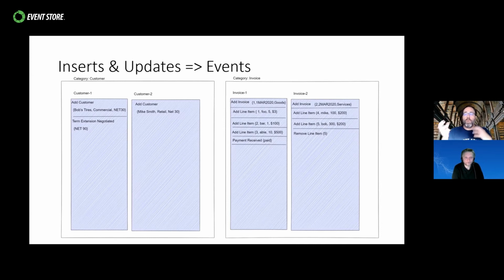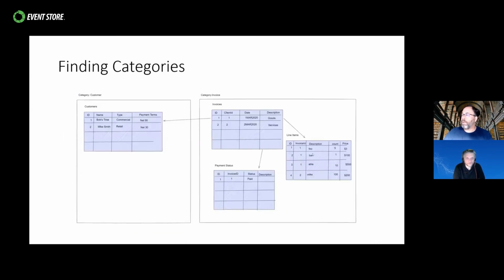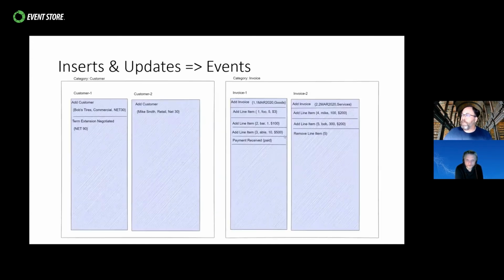Right. So we know we added a customer. We know we extended the terms. We know any other information we need to know about that term extension. Here, invoice two, right? So I've got add invoice, add line item four. If we go up here, I look at invoice two, services, there's one line item. But down here, we see that actually there were two line items and then one of them was removed.